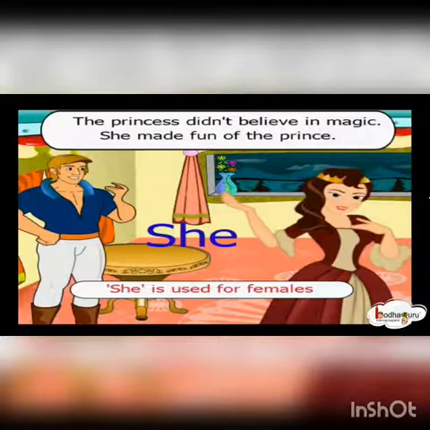The princess didn't believe in magic. She made fun of the prince. She is used instead of repeating the noun princess. She is a pronoun. She is used for females. It means we can use she in place of the name of a girl or woman or any noun that refers to a female. For example, princess, queen, mother, sister, etc.